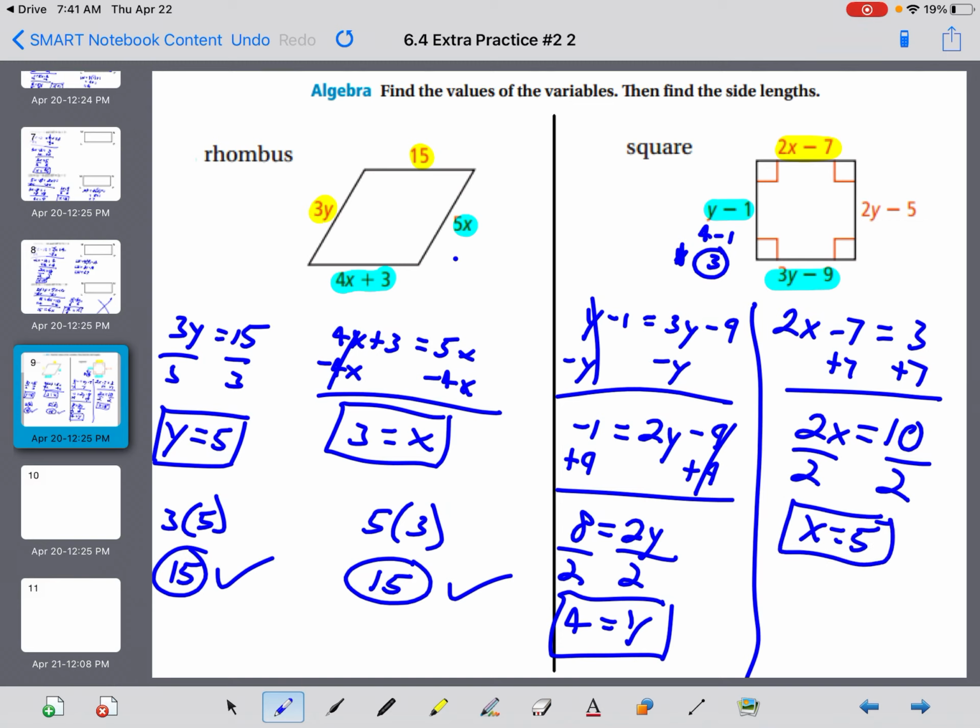So let's see if that works. Is 2 times 5 minus 7. Well, 2 times 5 is 10. 10 minus 7 is 3. It works out.